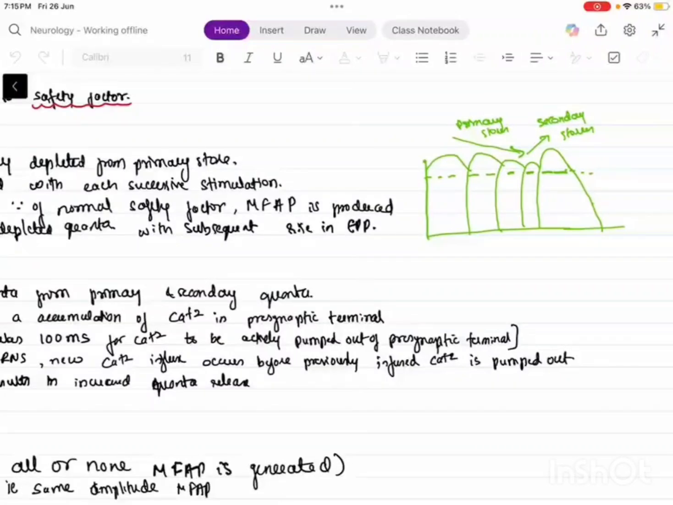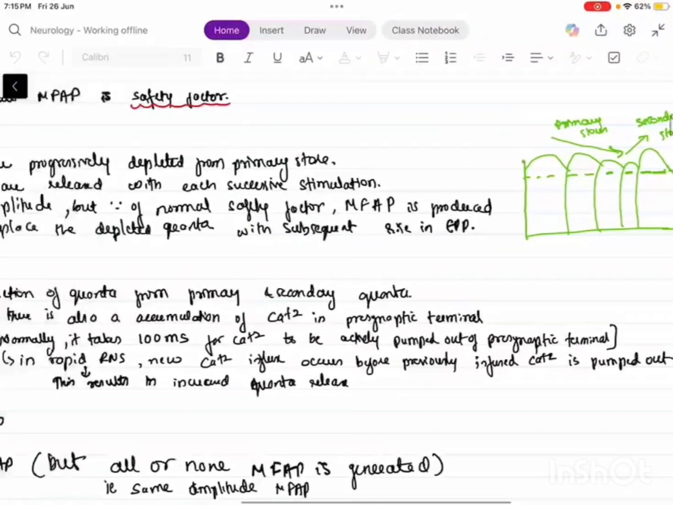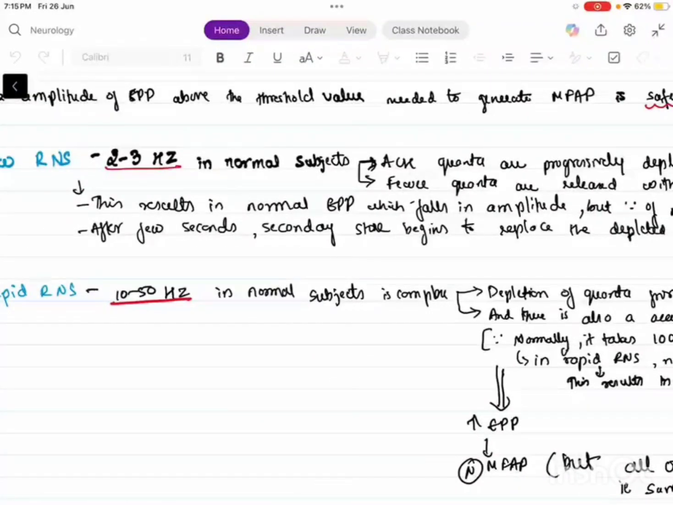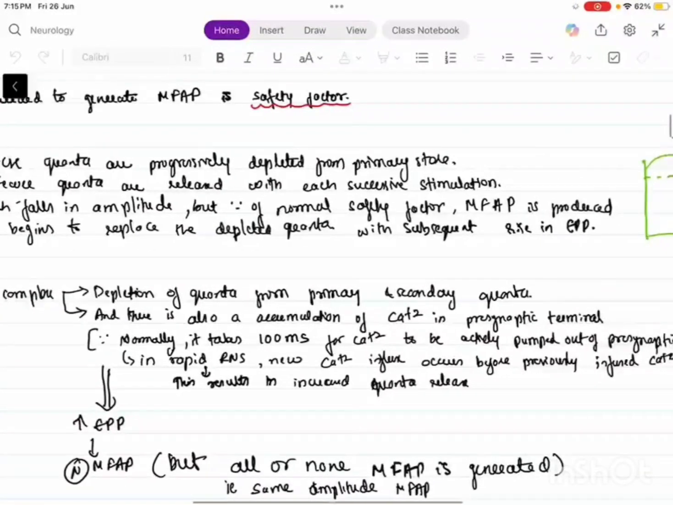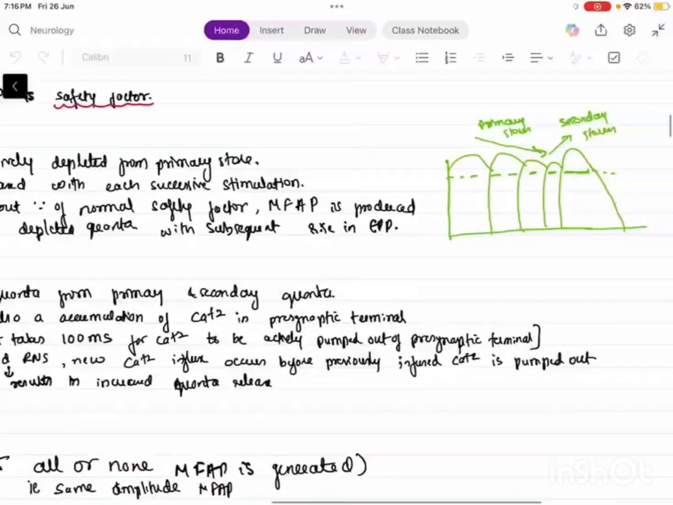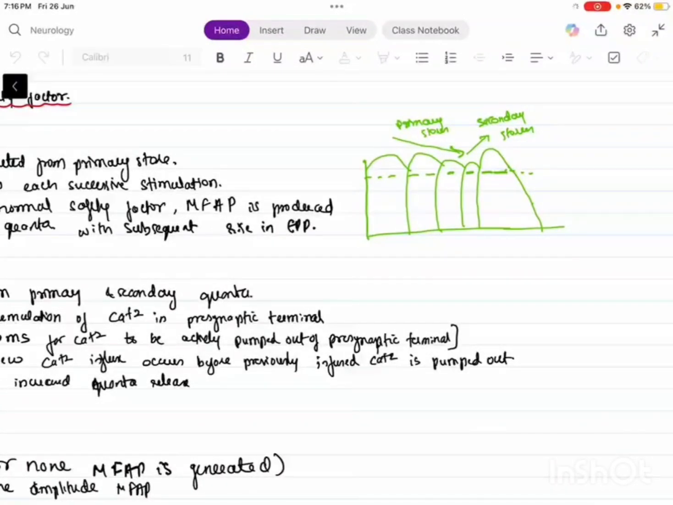You can see here this dotted line is the safety factor, and always the muscle fiber action potential is produced above the threshold. And after a few seconds, the secondary store begins to replace the depleted quanta with a subsequent rise in the EPP. That is, after the fourth or fifth stimulation, there is secondary store activation which results in increased amplitude.